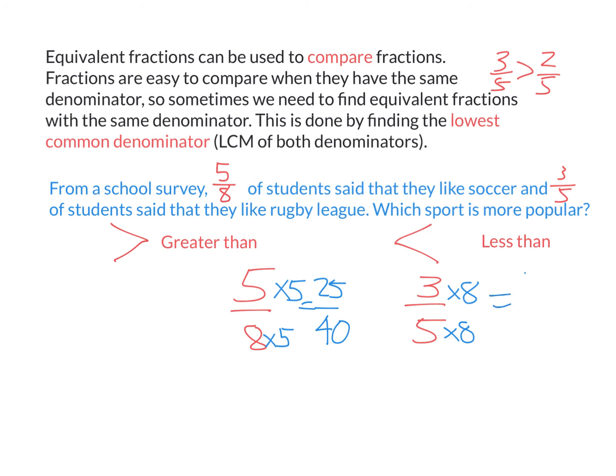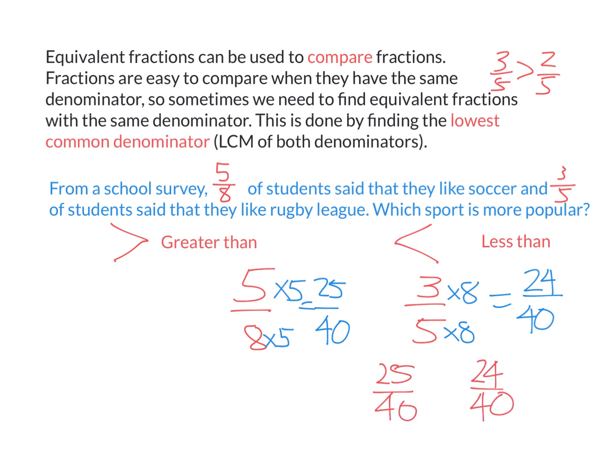Over here, 3 times 8 is 24, 5 times 8 is 40. 3/5 is the same as 24 over 40. Both of them are equal to 0.6. Same thing. So it's much easier to compare the two blue fractions. Clearly, 25 over 40 is greater than 24 over 40.